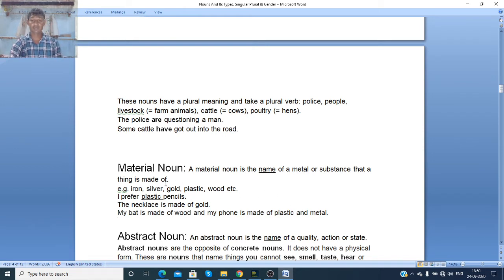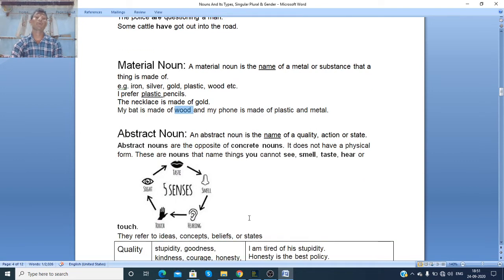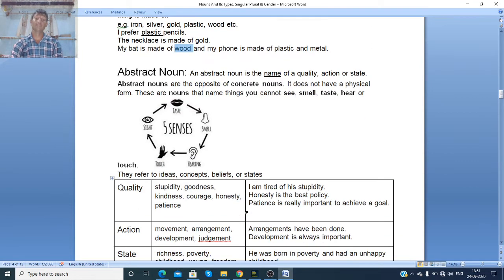And here are some examples like iron, silver, gold, plastic, wood. These are material nouns. I prefer plastic pencils. The necklace is made of gold, my bed is made of wood, and my phone is made of plastic and metal. So the words plastic, gold, and wood are material nouns.